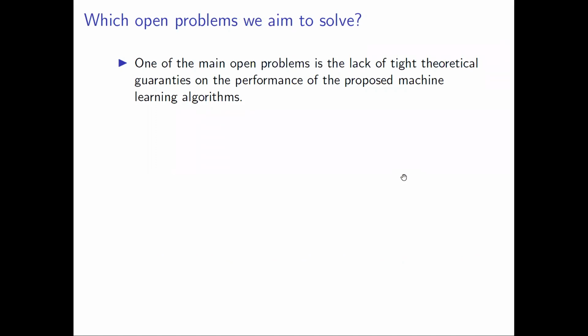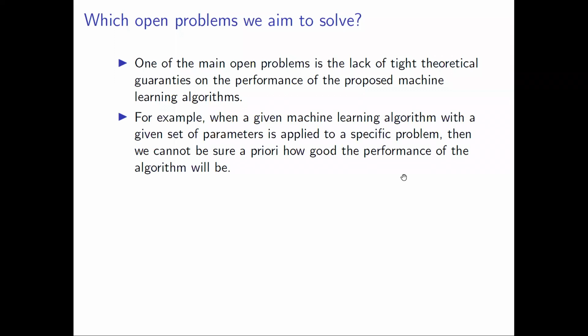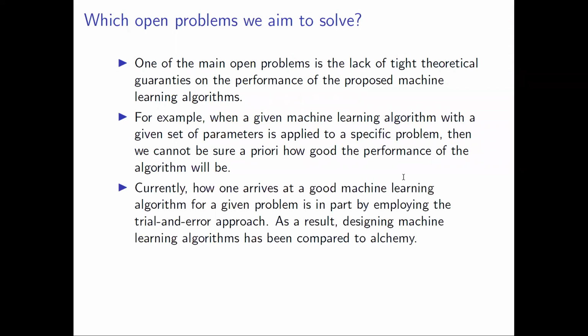One of the main problems is the lack of tight theoretical guarantees on the performance of the different proposed machine learning algorithms. So for example, usually when a machine learning algorithm is proposed to solve a given problem, we cannot be sure a priori what will be the performance of that algorithm. In fact, how one arrives at a good machine learning algorithm for a given problem is in part by employing the trial and error approach. So there is in part an art, that is, how to use the trial and error approach to get to a good machine learning algorithm.